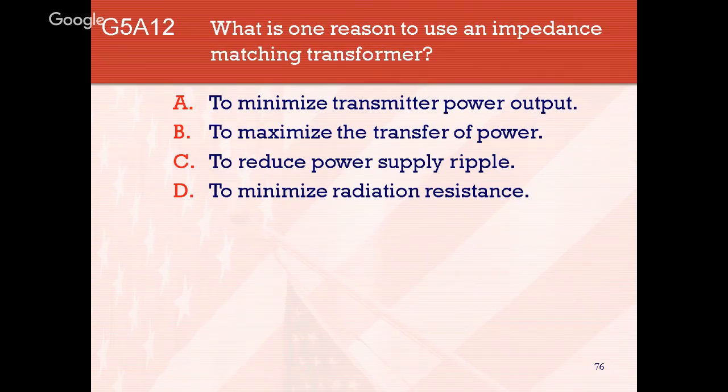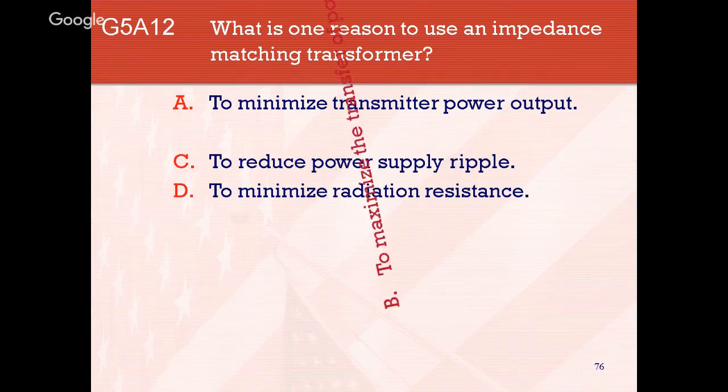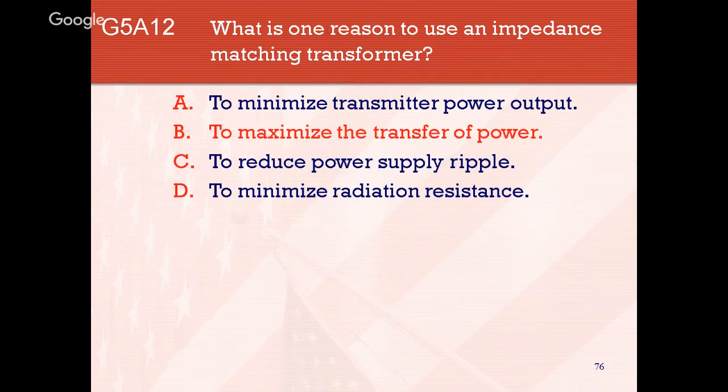What is one reason to use an impedance matching transformer? Be very careful with this. You want impedance matching for a very specific reason, and it's not to minimize your transmitter power output, and it's not to reduce power supply ripple or minimize radiation resistance. When you have impedance matching, you're maximizing the transfer of power. So if your antenna is impedance matched to your transmitter, you're going to have a maximum transfer of power output to that antenna.